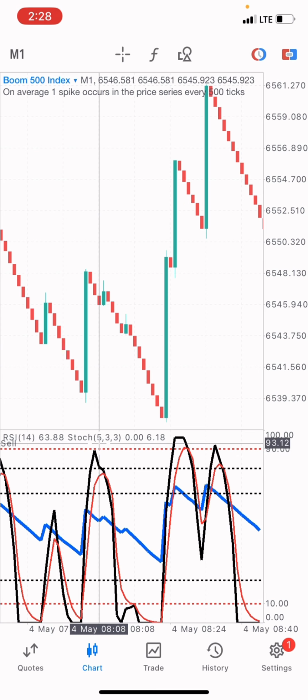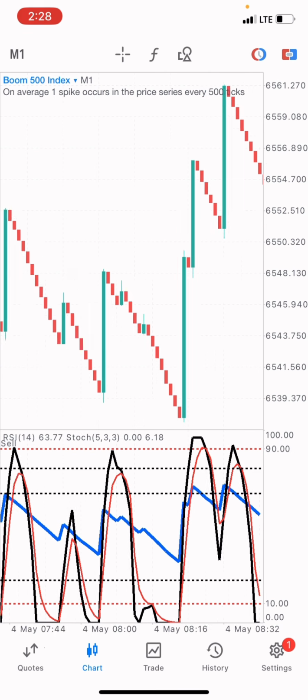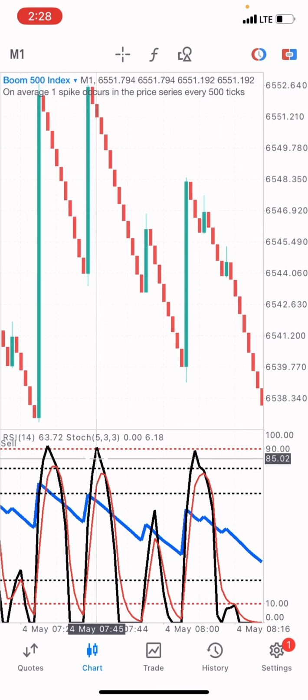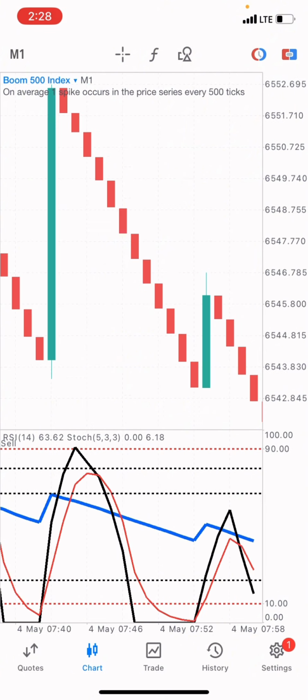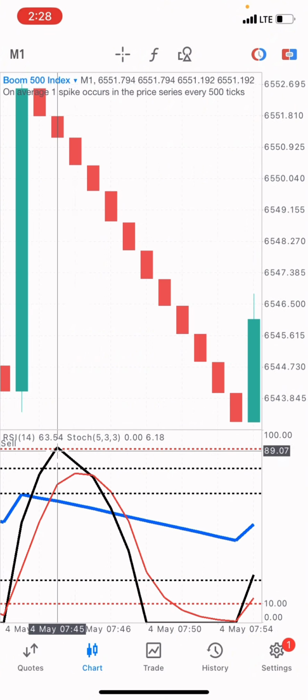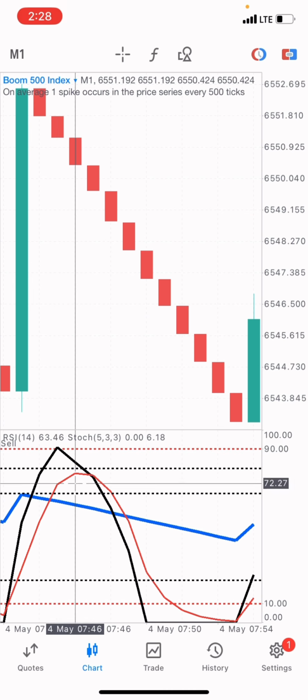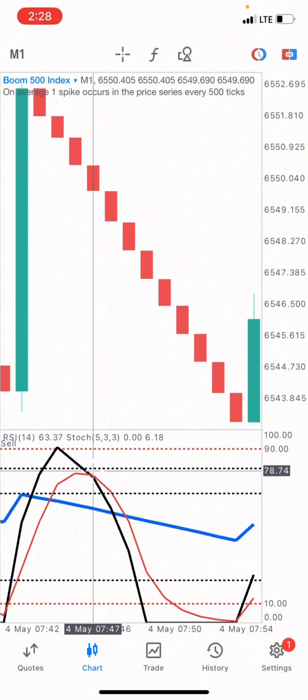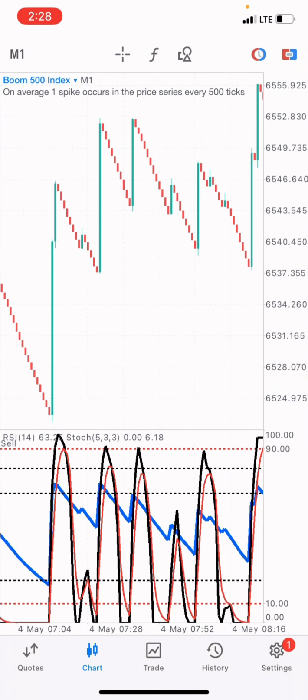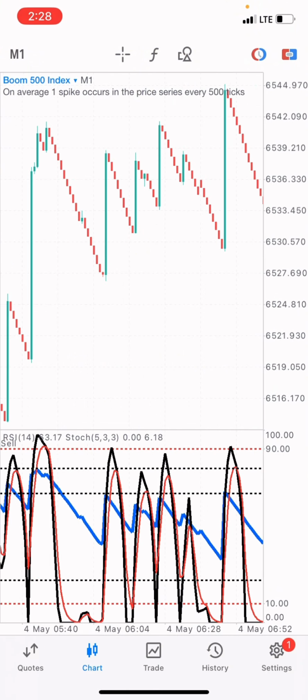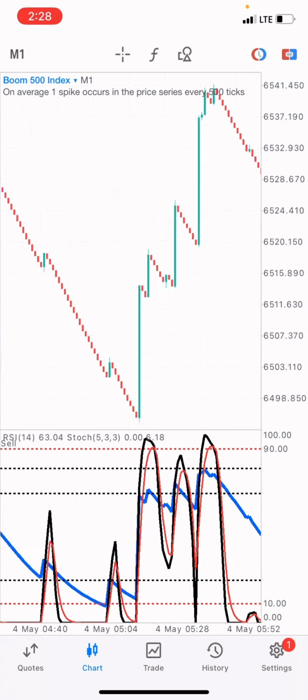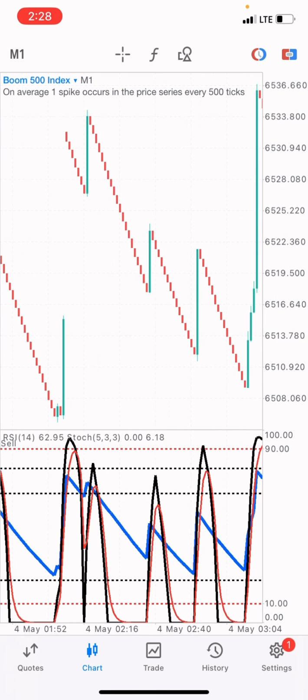it touched the level of 90, but it did not cross above, so you don't place a sell. But at this point here, it touched, it was above. If you zoom in a little bit, you can see that it's above the line. Take a look at it at this point, 91. There's a crossing, you place your sell. So you see how accurate this strategy is, about 85% accuracy on the BOOM 500 index market.